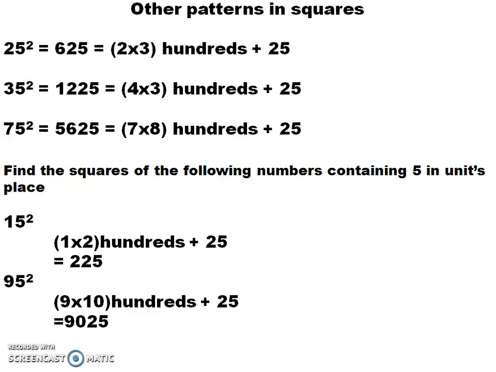The last 2 digits will be 2 and 5. And the remaining digits you can find like this. That is 2, 2 into the next number, 6. 3 into 4, 12. 7 into 8, 56. Here 1, 1 into 2, 2. 9 into 10, 90.